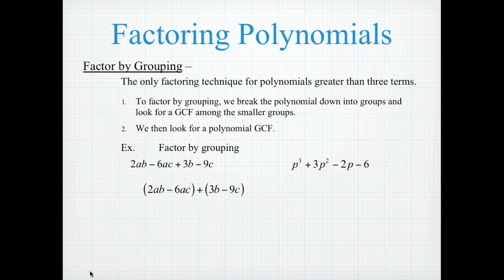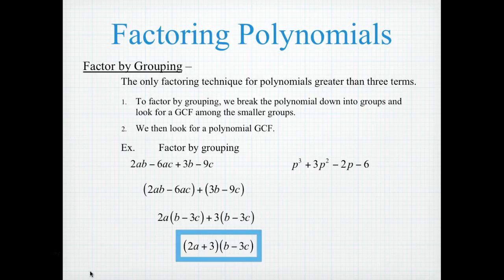So 2ab minus 6ac, we can factor out the 2a. With 3b and negative 9c, we can factor out the 3. So doing so leaves us with 2a times the quantity b minus 3c plus 3 times the quantity b minus 3c. So now this is the second part where we look for the polynomial greatest common factor. Now notice both of these expressions carry b minus 3c. So b minus 3c is actually the greatest common factor. So when we factor out the b minus 3c, we're left with 2a and a positive 3, and that gives us our answer.